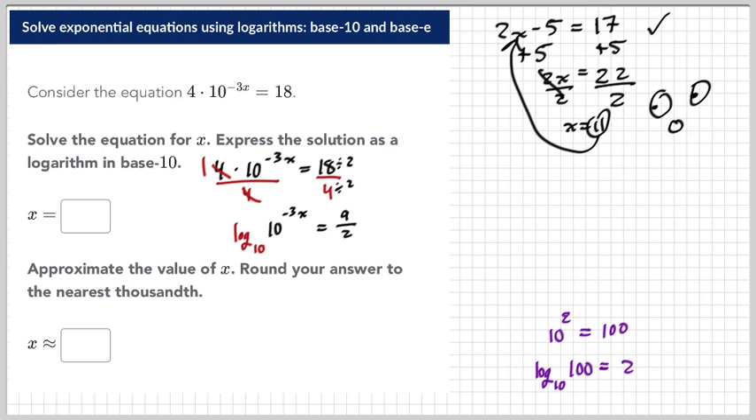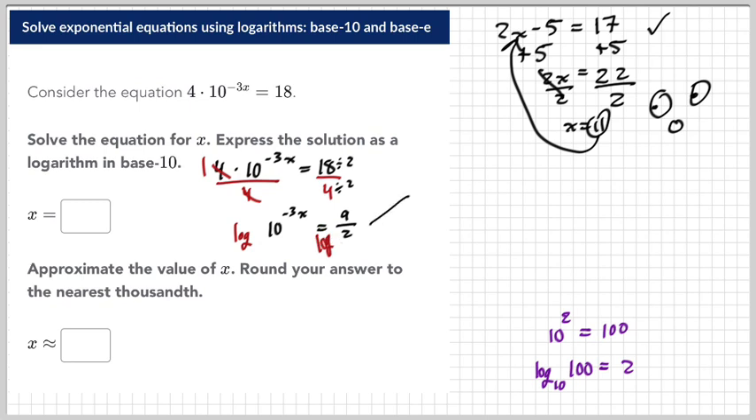So I do log base 10 of that side. That means I have to do log base 10 of this side. And you don't have to write the 10s, which is kind of cool. We can be lazy and not write the 10s. So I'm taking those out. Now I have log of this and log of this. Let's clean it up.